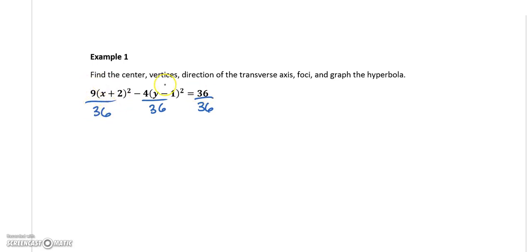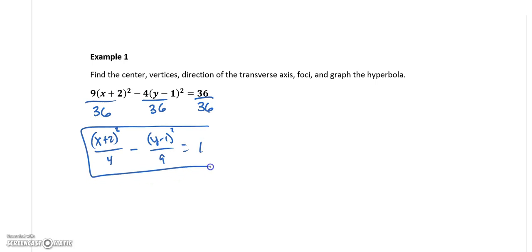So let's reduce these fractions. 9 over 36 is 1 over 4, so I have (x plus 2) squared over 4 minus 4 over 36 is 1 over 9. (y minus 1) squared over 9 equals 1. So there's my standard form.